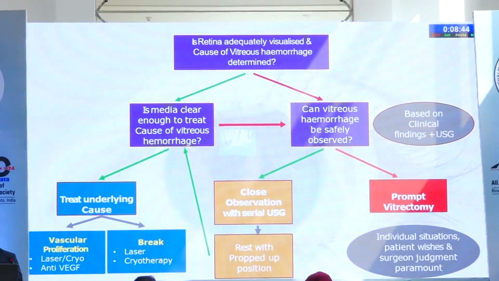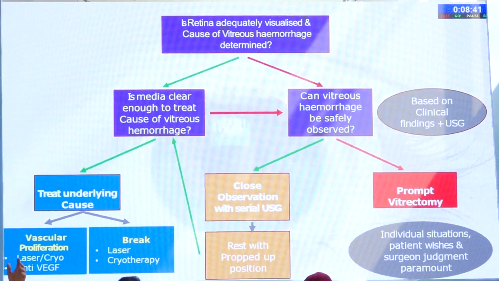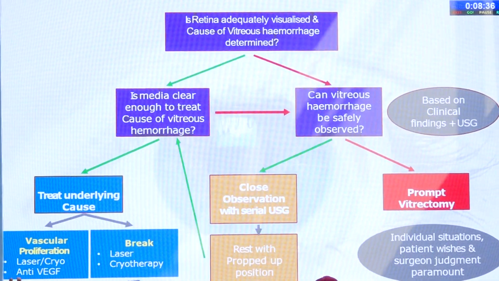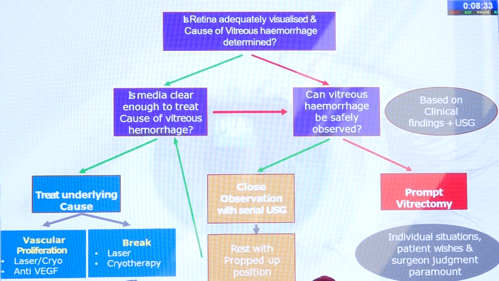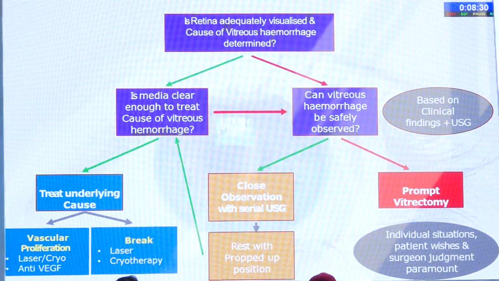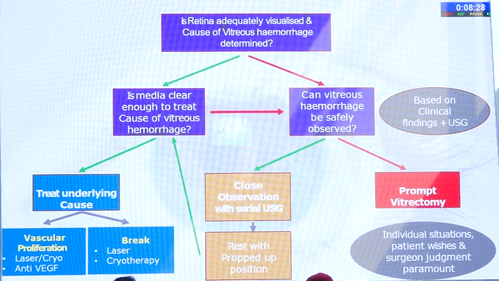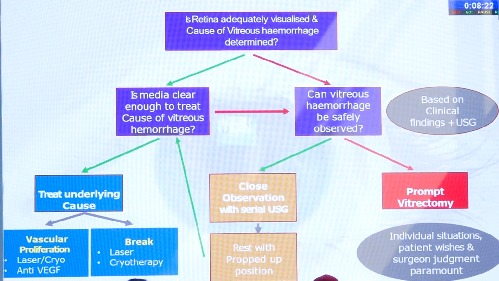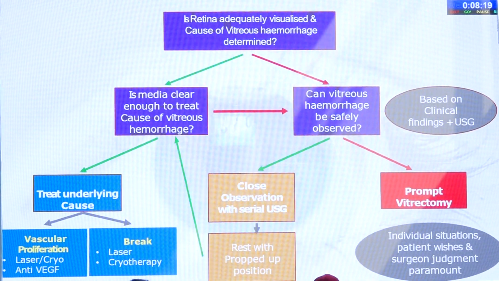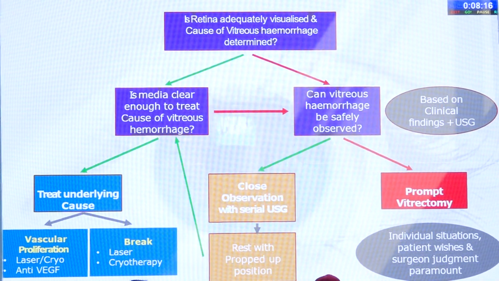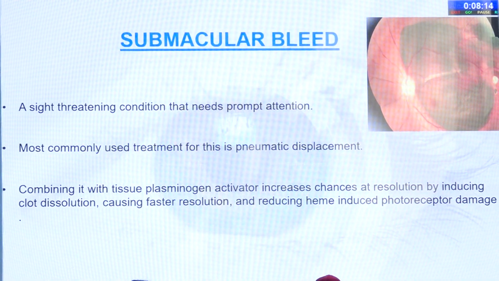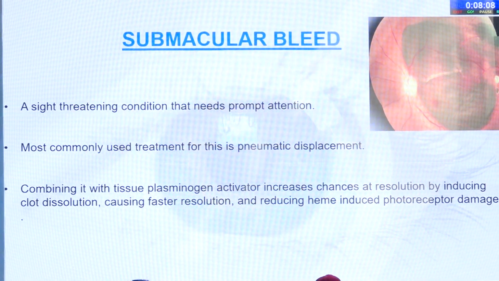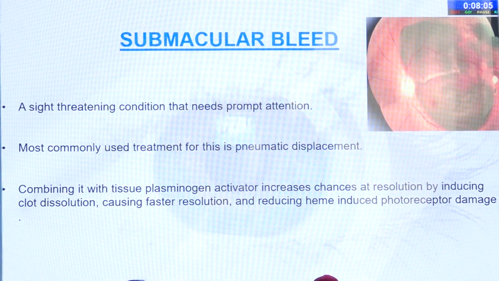Now, grossly, what we have to see is if the cause of vitreous hemorrhage is determined and the retina is adequately visualized, and if yes, then we have to treat the cause of the hemorrhage. In trauma cases, it's usually a break, so you laser or cryo those breaks. If the media is not clear, we have to see if the vitreous hemorrhage can be safely observed, which usually is not the case with a traumatic case, which mostly needs a prompt vitrectomy. Vitreous hemorrhage is a Pandora's box, because when we enter inside, we may find anything, right from what has already been discussed to what will be discussed later in this IC.